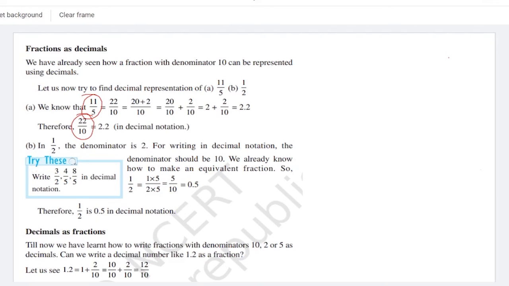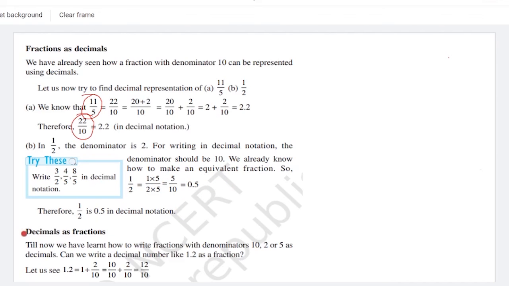Now coming to the next part. Next part is 1 by 2. How do you write this? You should change the denominator into the form 10, 1 followed by zeros, so that you can write it in decimal form. So we multiply by 5 by 5. 1 into 5 will be 5, 2 into 5 will be 10. So it is 5 by 10, which is 0.5. So 1 by 2 is the same as 0.5 in decimal notation.